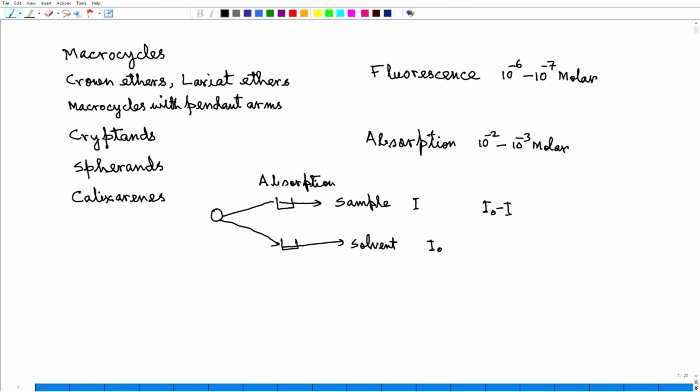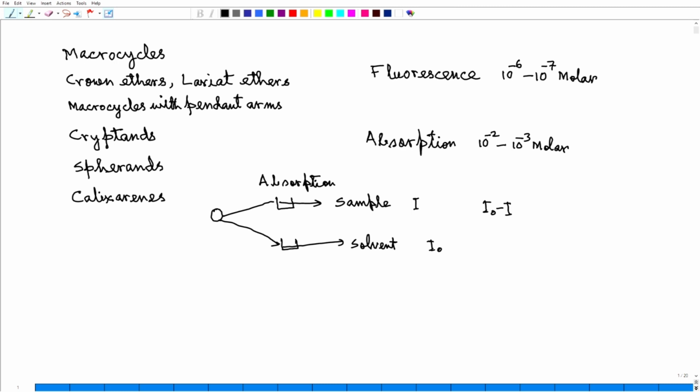So, this is not very accurate. If we take 10 to the power minus 6 molar, we will not see anything. So, it is not very sensitive. How about fluorescence? Fluorescence is extremely sensitive. I am going to draw the fluorescence diagram in a minute.